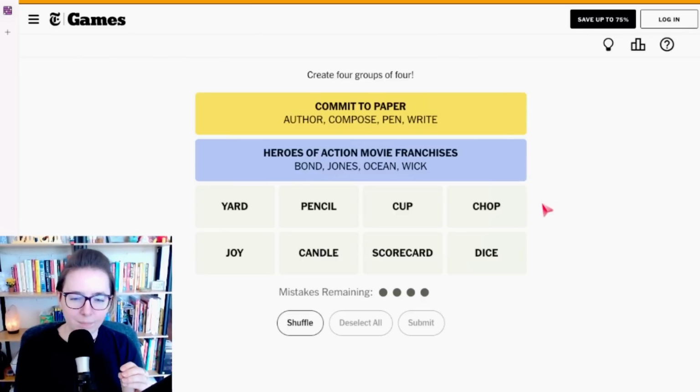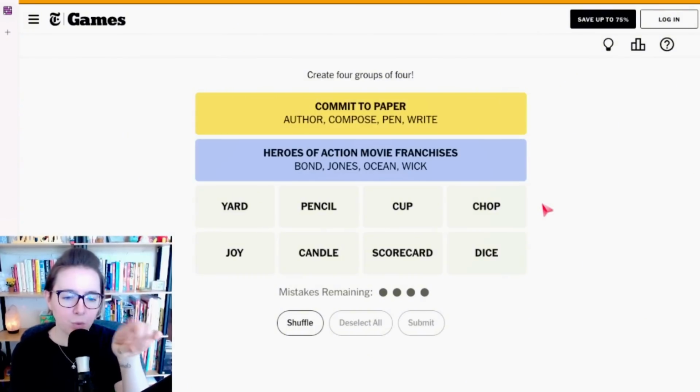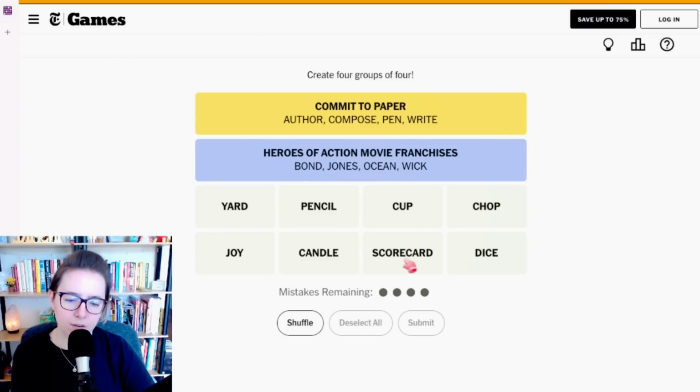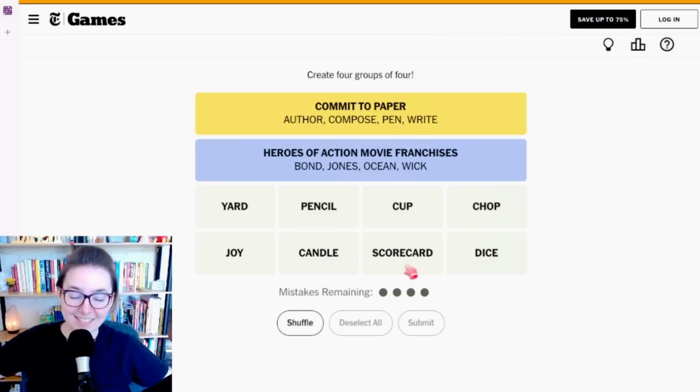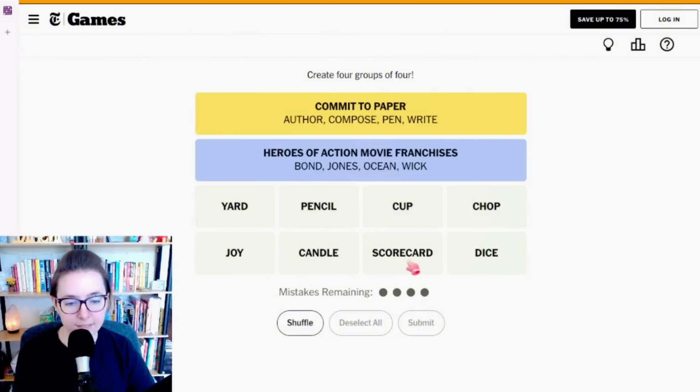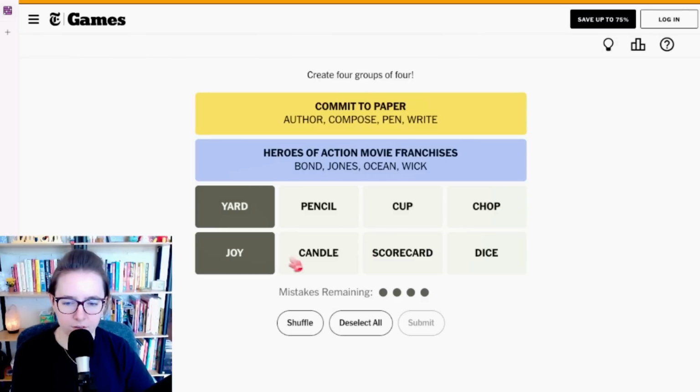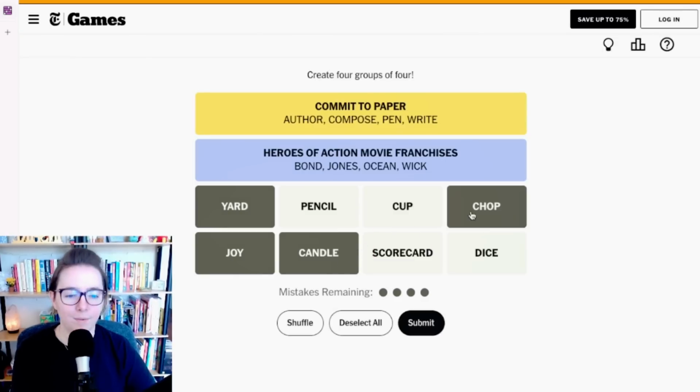I'm wondering if 4 of these words share a common compound. I don't think scorecard is part of it. Scorecard is also a compound. Score and card are separate things, but you put them together, it becomes a new thing. I think I might see it, actually. I think I see it. Okay, that's 3. Okay. All right. So I think I'm right about the compound.